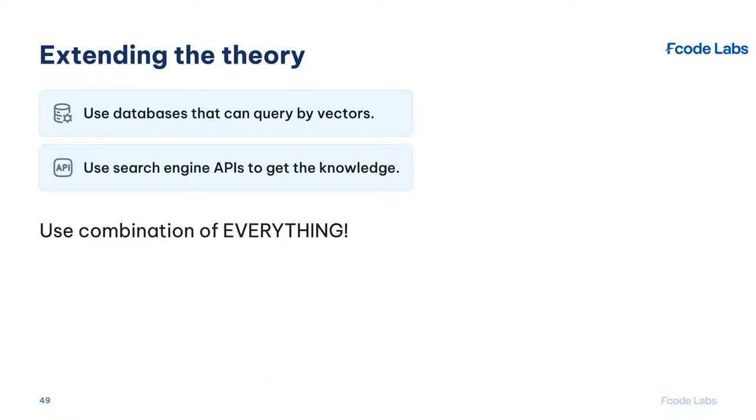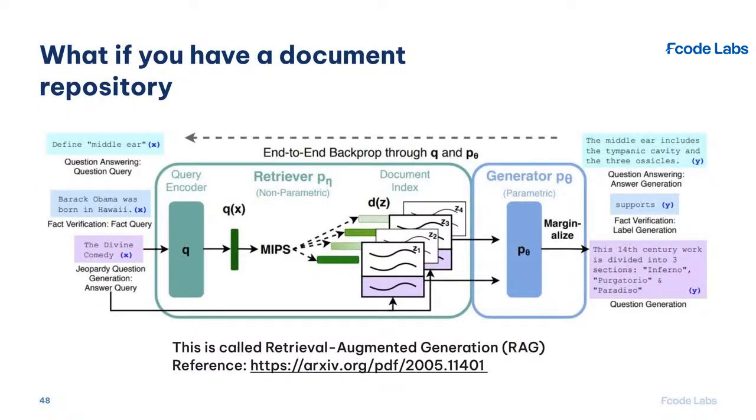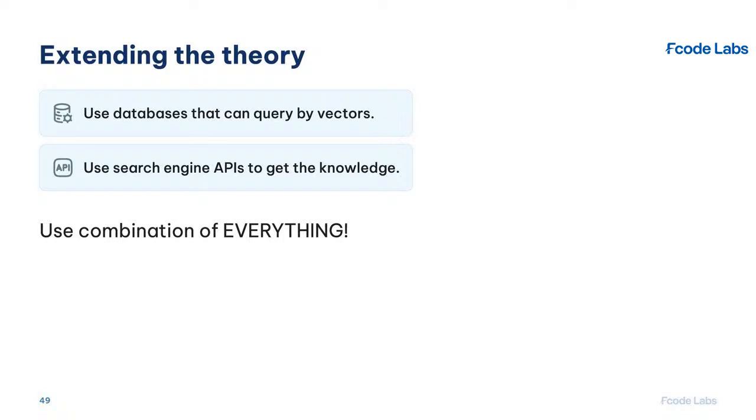So extending on that theory, in this case we use files. Without using files, we can get data from databases. To query databases, we can use vector databases, where we can get data with queries using vectors. So it's also not a very old thing. It became very popular with the introduction of RAG. And in addition, we can use search engines to get the knowledge we need, and we can use a combination of everything also.